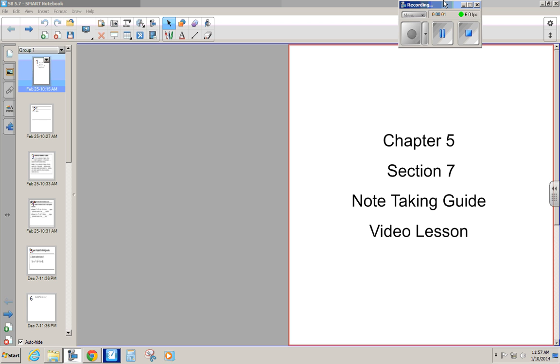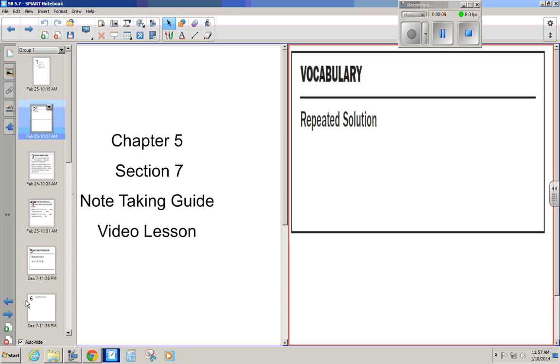Welcome to Chapter 5, Section 7, Apply the Fundamental Theorem of Algebra. The nice part about this section is it's going to be somewhat repeated. There's only a few things that are new. Unfortunately, though, it does complicate some things.